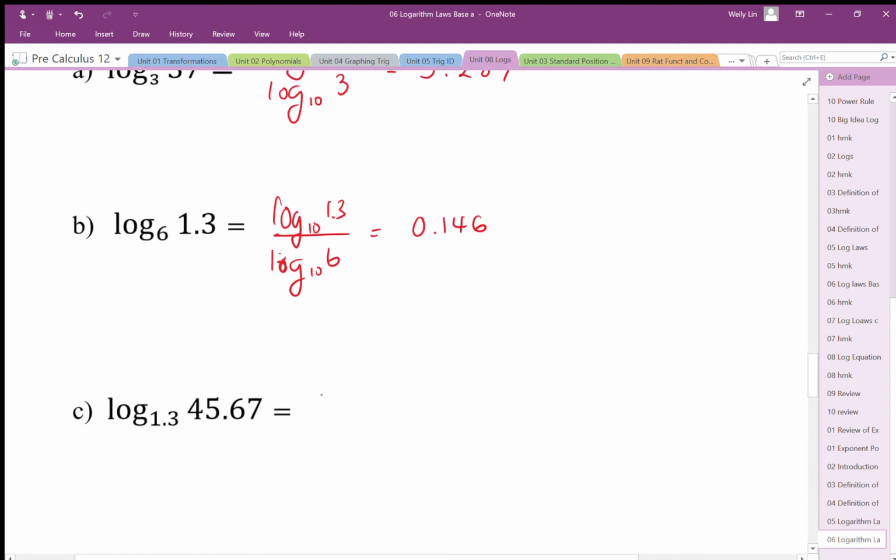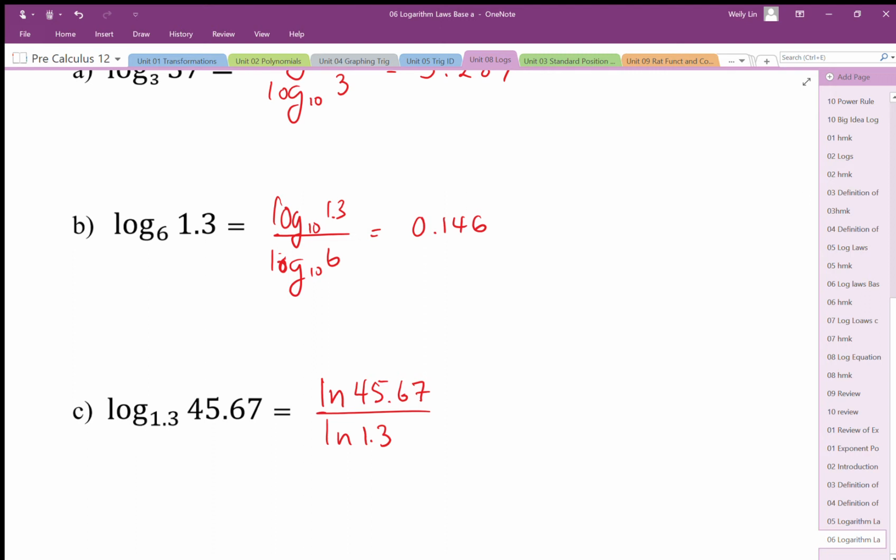This one here, same thing. Log base 10. Actually, I'm going to use my ln button. So this is base e. Okay, so you might want to try this yourself, because it really doesn't matter what base I use. I do have an ln button on my calculator, and regardless of the base I use, as long as I can calculate it, I'm going to get the same value. So I'm going to get ln 45.67 divided by ln 1.3.